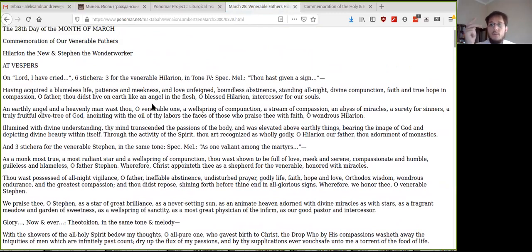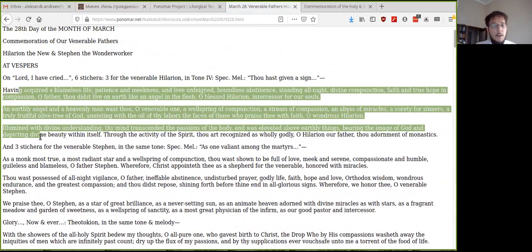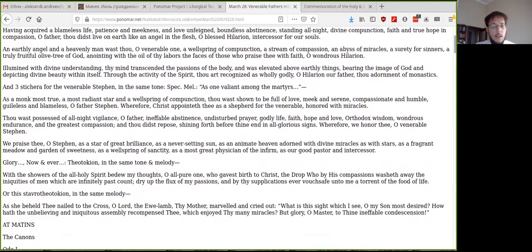If you have a double service, a service for two saints, there's going to be two sets of stichera. These are the stichera for the first saint, and these are the stichera for the second saint. Oftentimes they might be in different tones. Here, they're in the same tone, but they've got different melodies. There's going to be a Theotokion and a Stavrotheotokion. The Theotokion and Stavrotheotokion agree with the tone and melody of the last set of stichera.